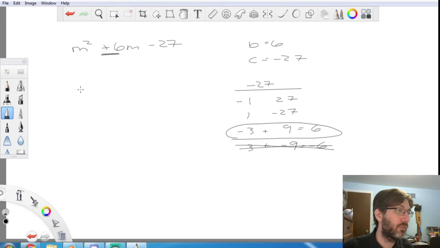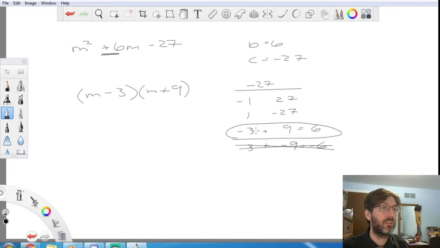So we're just going to come over and plug it into our values. We have m minus 3 this time, and we have an m plus 9. That way our signs are going to match with this. We have a negative 3, so 1m gets a negative 3. We have a positive 9, so 1m gets a positive 9.